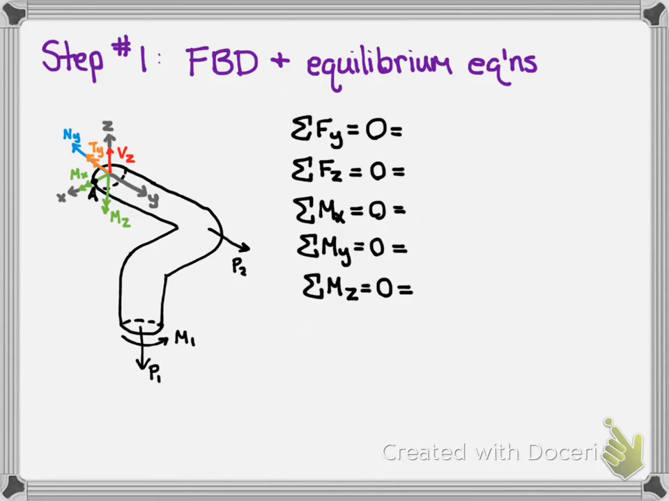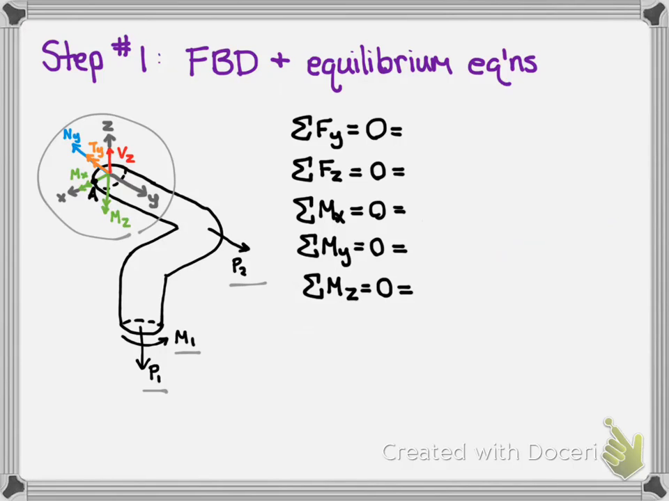So our first step in this whole process is to draw a free body diagram and use equilibrium equations to solve for the internal reactions at point A. So first what we're going to do is make a section cut at point A, as you can see here, and what we have left is a free body diagram that leaves the forces on it, and I've drawn in the reaction forces at point A.